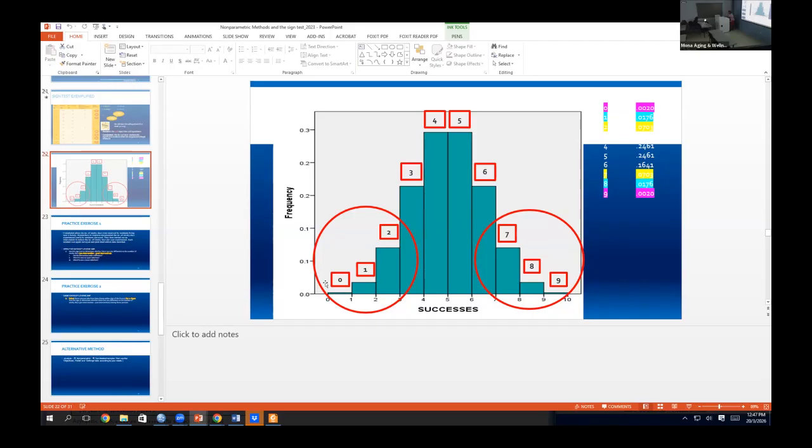That's only if the probability of success is 50%. So it only works if the probability of success is 50%. Right, it's good that you said that.